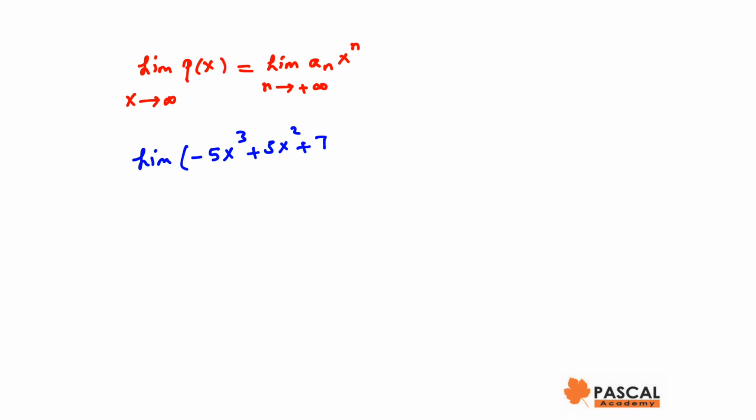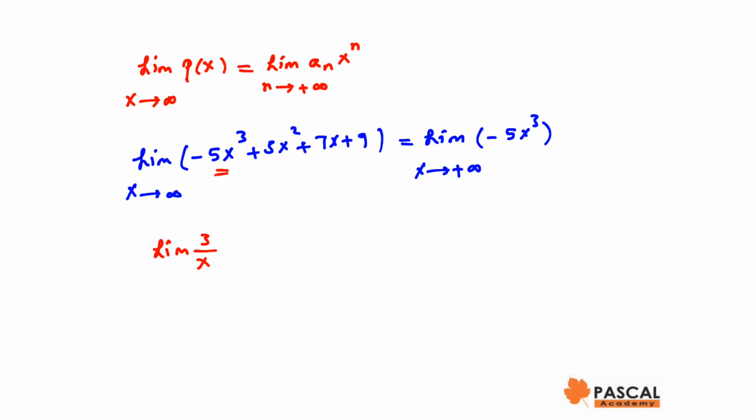Generally speaking, the limit of a polynomial as x approaches infinity is the same as the limit of its dominant term as x approaches infinity. For example, the limit of negative 5x cubed plus 3x squared plus 7x plus 9 as x approaches infinity is the same as the limit of negative 5x cubed as x approaches infinity. To prove this, we can factor x cubed and use the fact that the limit of 3 over x as x approaches infinity is the same as the limit of 7 over x squared as x approaches infinity. It's the same as the limit of 9 over x cubed as x approaches infinity, and it is 0.